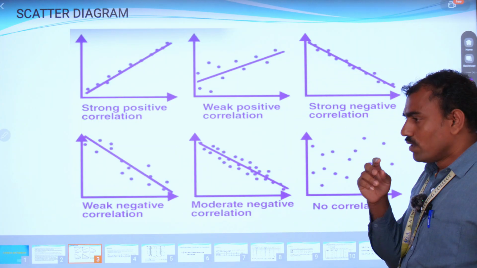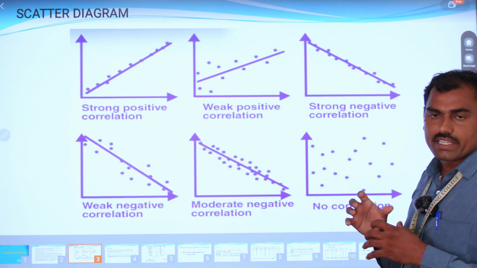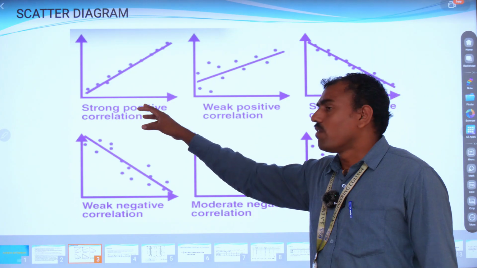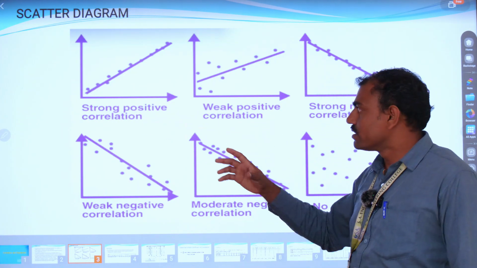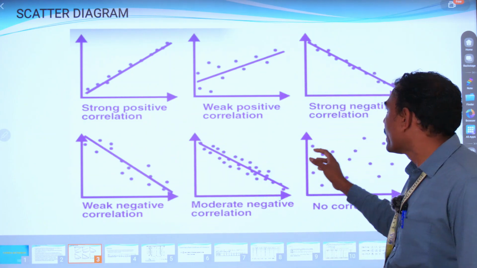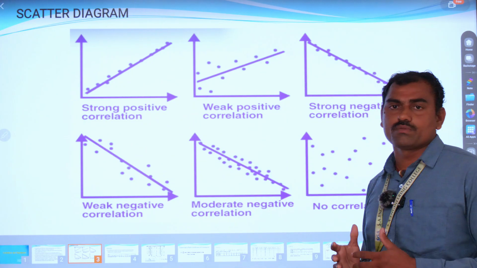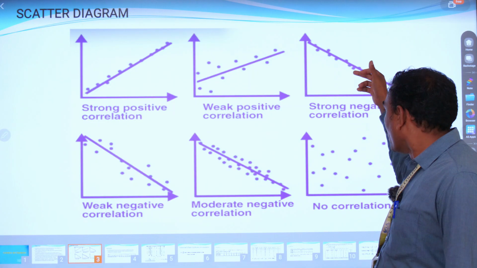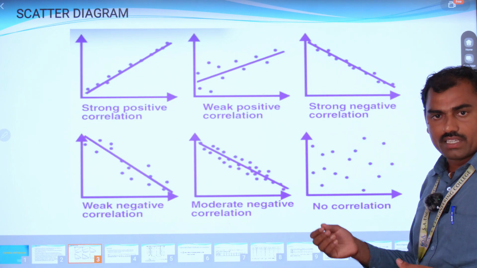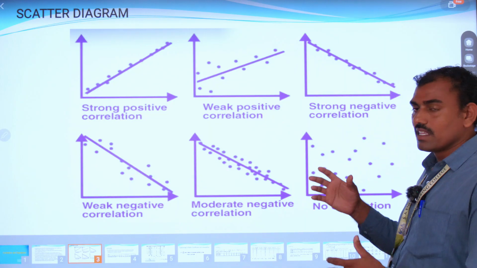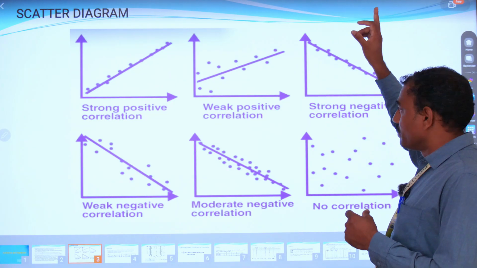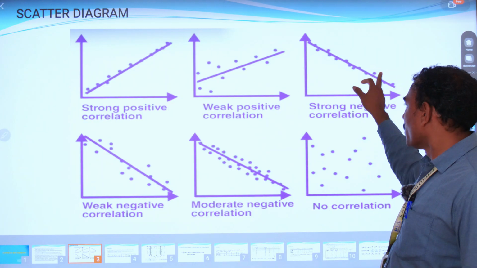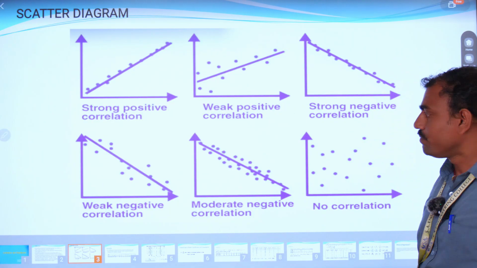Some more examples. When temperature increases, water consumption also increases. This is a positive correlation. For negative correlation, take alcohol consumption. When alcohol consumption increases, driving ability automatically decreases. So this is an example for the negative correlation.